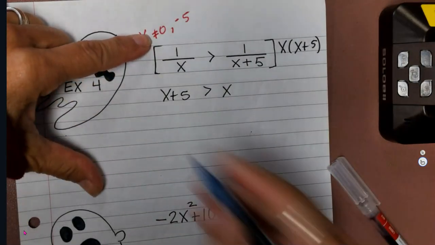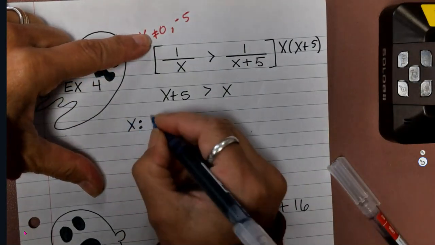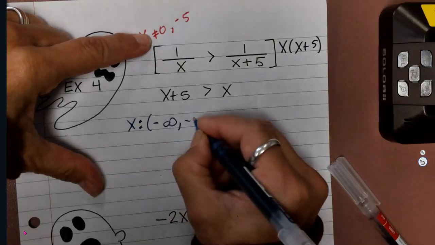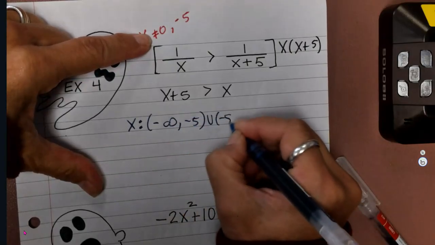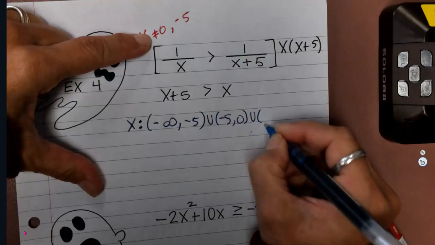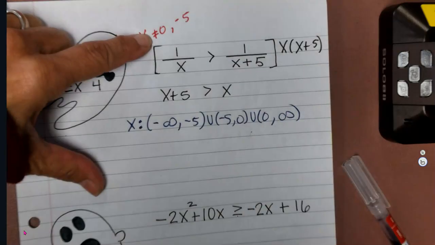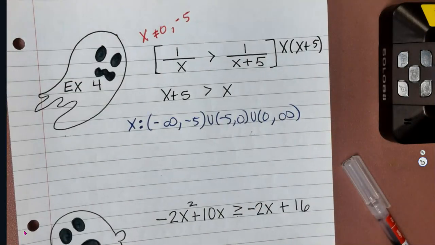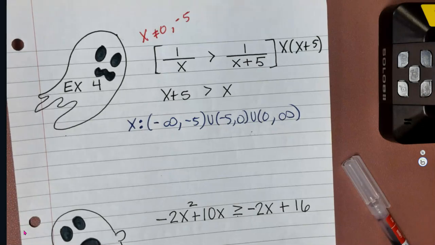But you got to block out your restrictions. So negative infinity to negative 5, negative 5 to 0, and then from 0 to positive infinity. That is the answer for that.